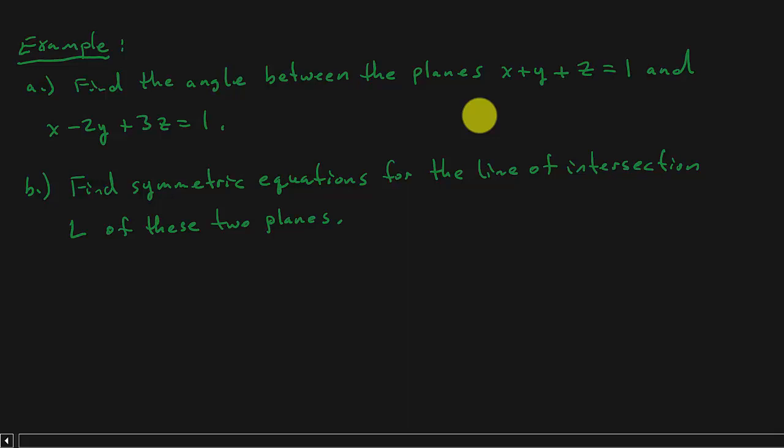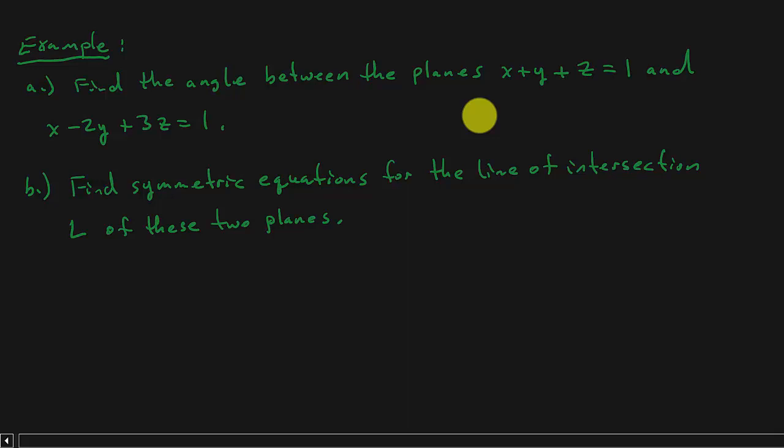So it says find the angle between the planes x plus y plus z equals 1 and x minus 2y plus 3z equals 1. We want to find the angle between them. And then it says find symmetric equations for the line of intersection L of these two planes. So they want us to find the equation of that line where those two planes intersect. All right, so what did it tell us that we can do to find the angle between the two planes? We can find the angle between their normal vectors.